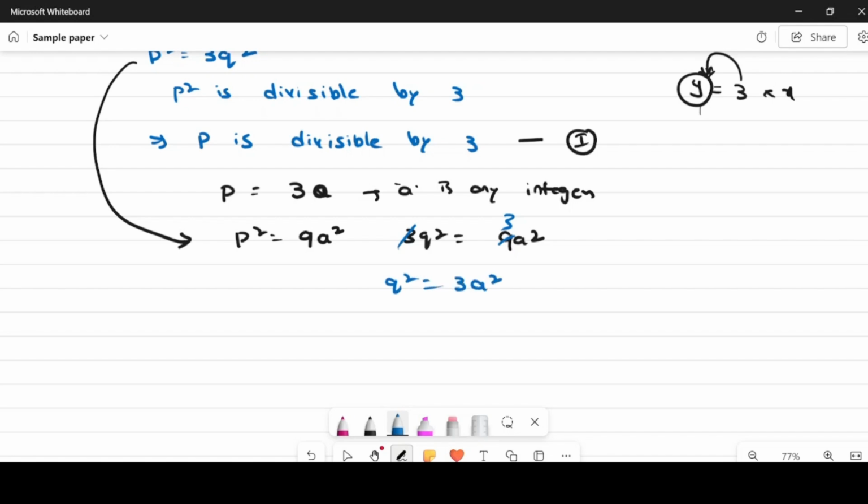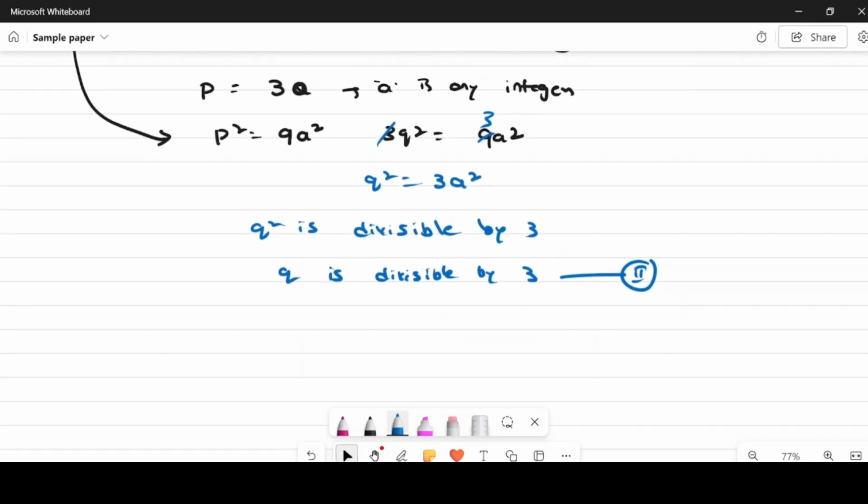Again, q square is equal to 3a square means 3 is a factor of q square, or q square is divisible by 3. If q square is divisible by 3, it implies q is divisible by 3. This is our result 2. So if you look at 1 and 2, p is divisible by 3 and q is divisible by 3. That means from 1 and 2, p and q are divisible by 3.